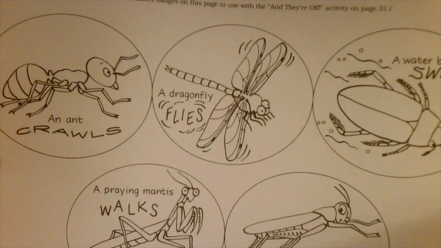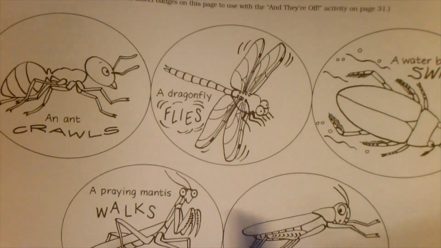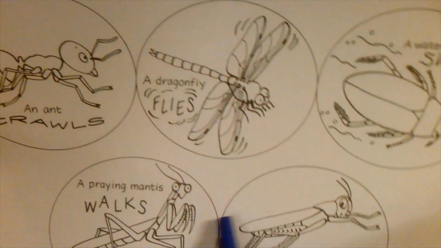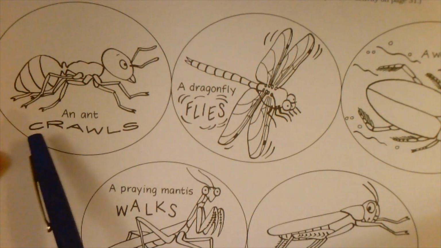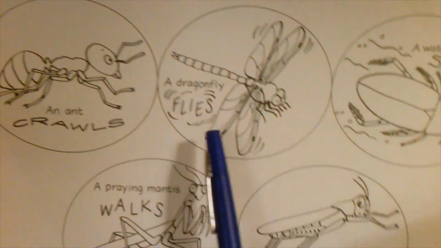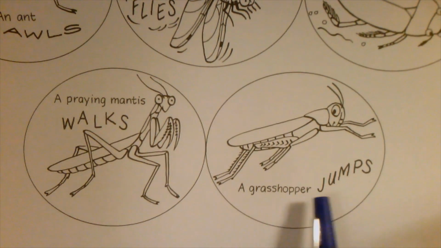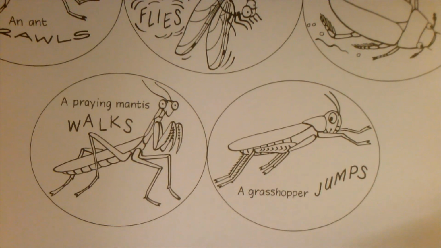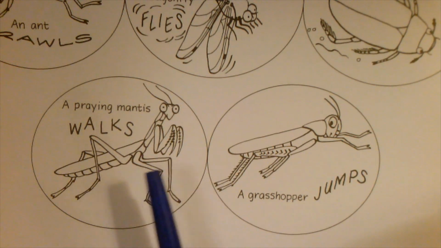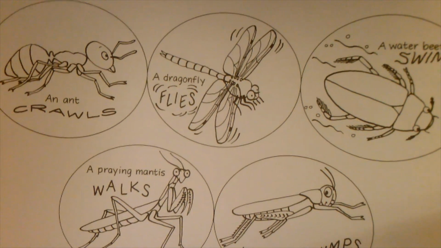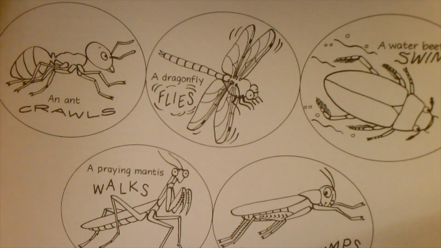So first of all, insects need to move, and different insects will move in different ways in their habitats. These insects might all live in the same habitat but move around it in different ways, right? An ant crawls, a dragonfly flies, a water beetle swims, a grasshopper jumps, and a praying mantis walks. Now, I'm sure you could think of lots of other insects that move as well, other than just these examples here.